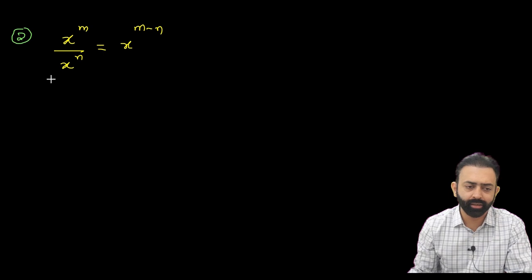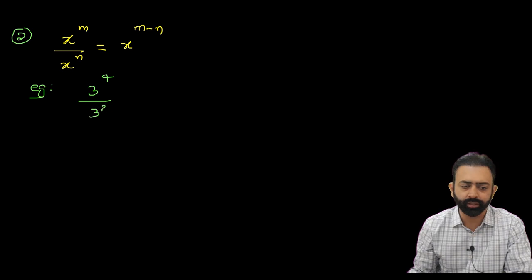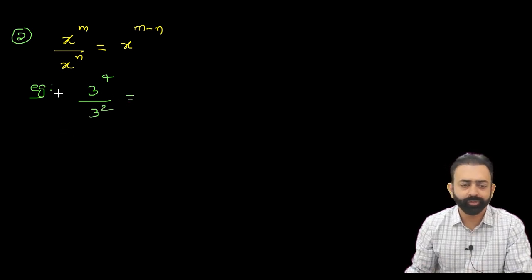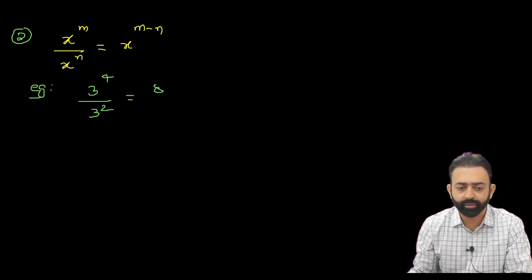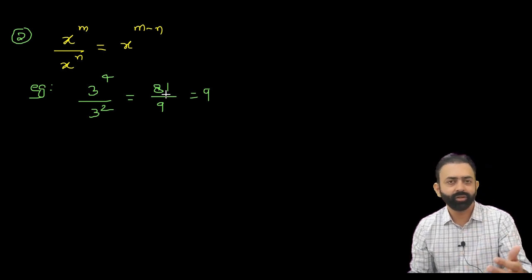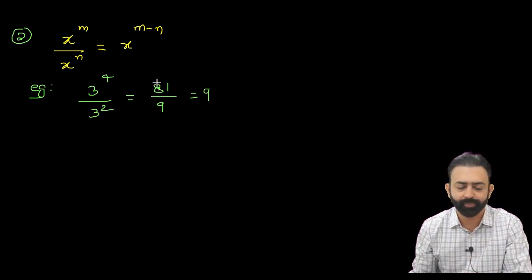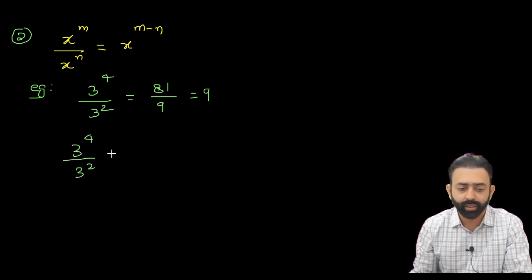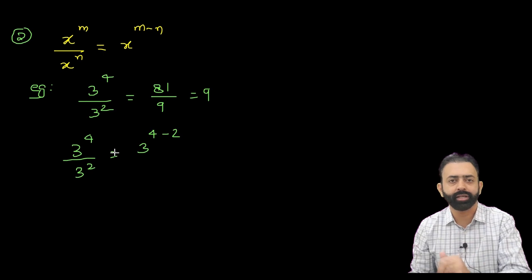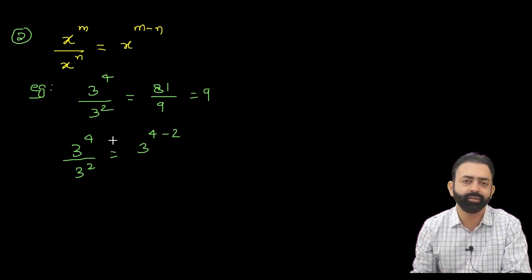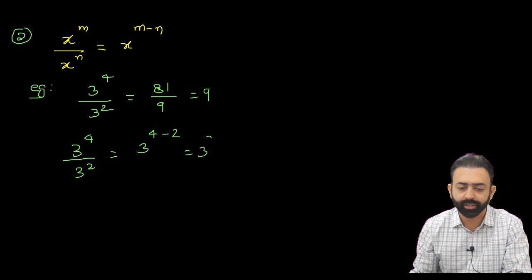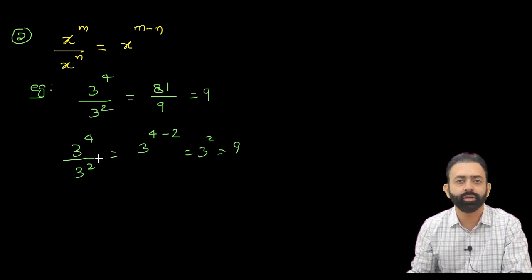For verification, you can take an example, let us say 3 raised to power 4 over 3 square. Without applying the law, 3 raised to power 4 is 81 and 3 square is 9, so the answer comes out to be 9. By applying the law, the answer should also come out to be 9. So 3 raised to power 4 over 3 raised to power 2 can be written as 3 raised to power 4 minus 2, where I have subtracted the exponents seeing that the same bases are in division. So this is nothing but 3 square, which is 9. So hence the law is verified.